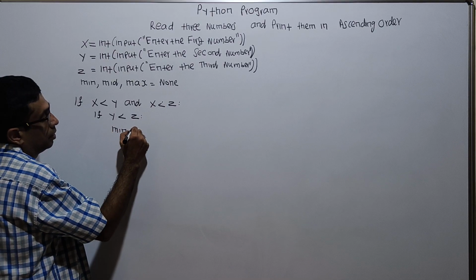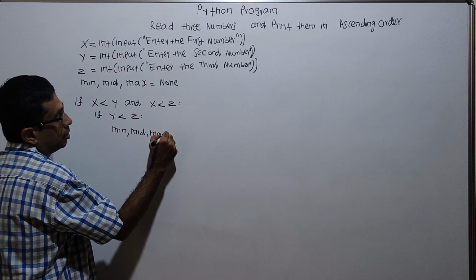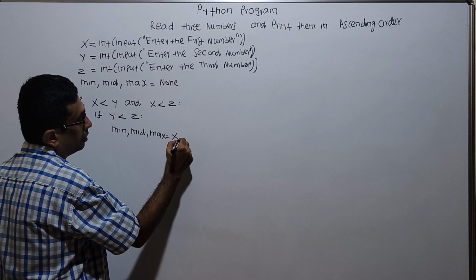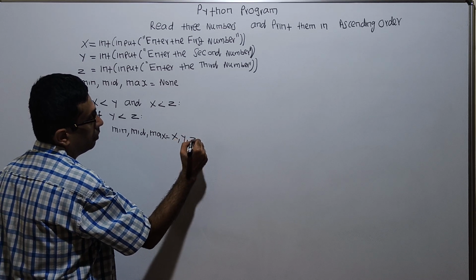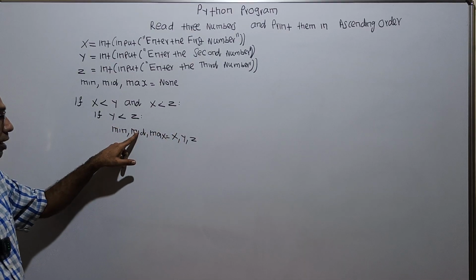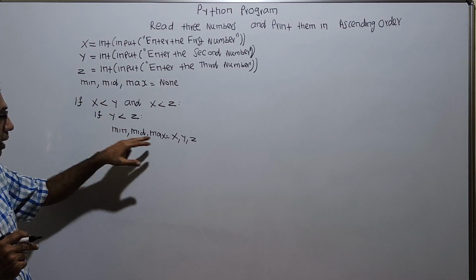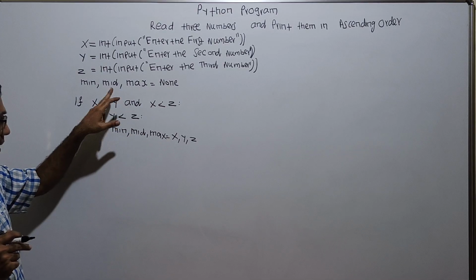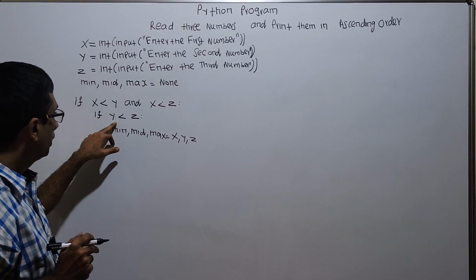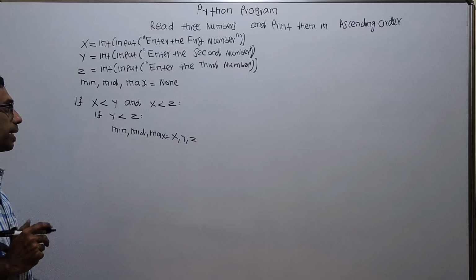min, mid, max equal to x, y, z. So x value gets stored in min, y value gets stored in mid. Why? Here x is lesser than y and z, so x is the minimum. If this is true, I am checking another condition y less than z. That means y is lesser than z but greater than x. That's why y is mid here. y is mid and z is the max.